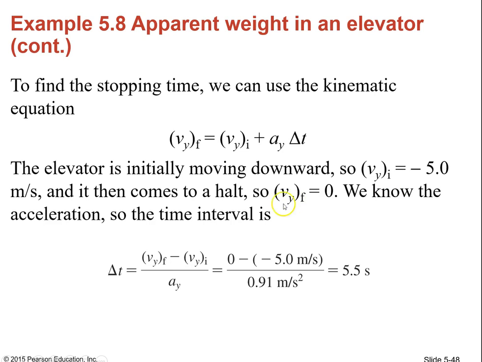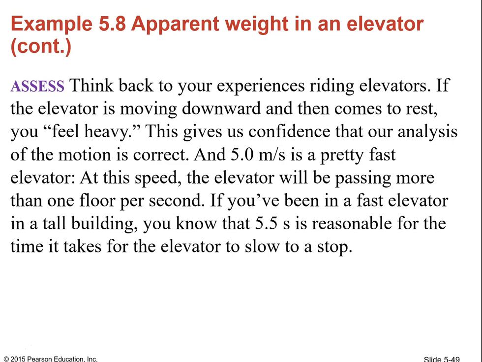Velocity y final is 0. So we know our acceleration, because acceleration is change in speed over time. Rearrange it to solve: our change in time is equal to change in velocity over acceleration. So we end up with 5 divided by 0.91, and it's going to stop in 5.5 seconds. So the elevator is moving downward. Okay, go back and look at it if you need some help.